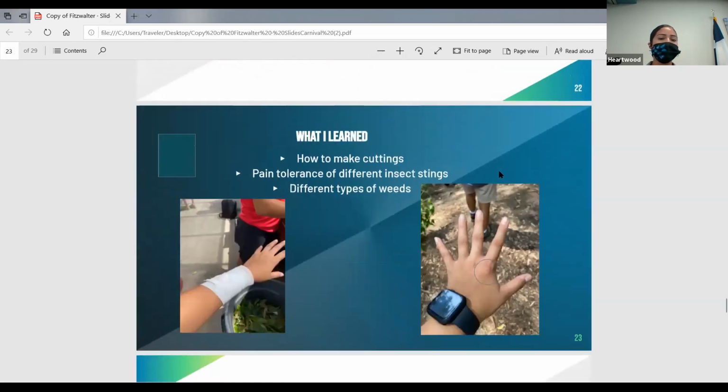So here's what I learned throughout my internship. I learned how to make cuttings, which is you take a part of a plant and then you place it in a little soil with growth hormone and it grows into a full-grown plant.